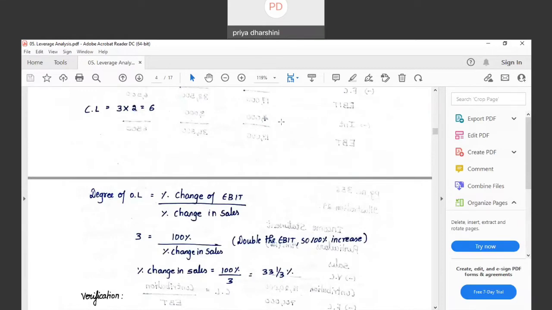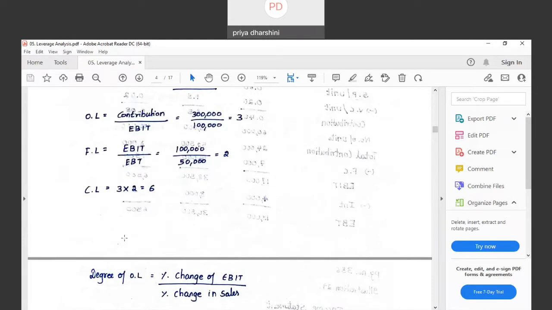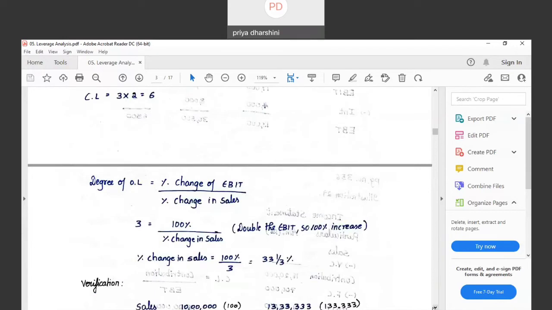Just now we found operating leverage. What was that? Operating leverage we found as 3. That 3 is equal to 100% change in EBIT divided by percentage change in sales. So what is the question? By how much rise of sales will be needed on a percentage basis? So percentage change in sales will be 100 by 3, which is 33 1/3%. With this, your answer is over.